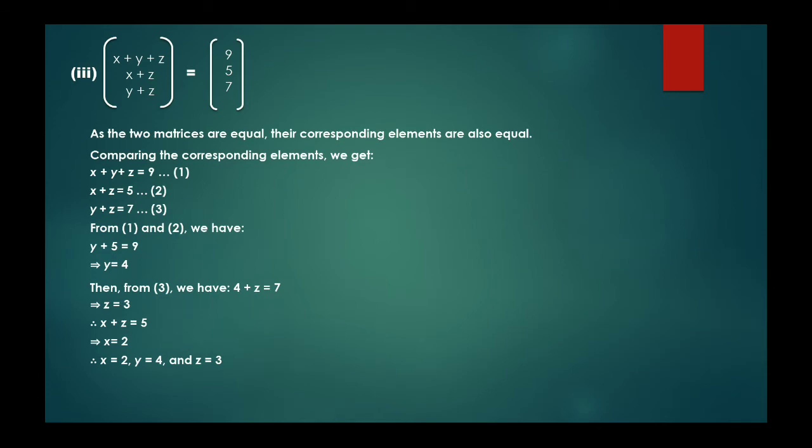Then when we substitute the 4 in the third equation, we get 4 plus z is equal to 7. So what is z? 7 minus 4, that is 3. Now x plus z is equal to 5, that we already know from the above equation. So let's substitute the z value: x plus 3 is equal to 5, so x is equal to 5 minus 3, that is 2. So we have our values: x is 2, y is 4 and z is 3. Now let's see our next question.